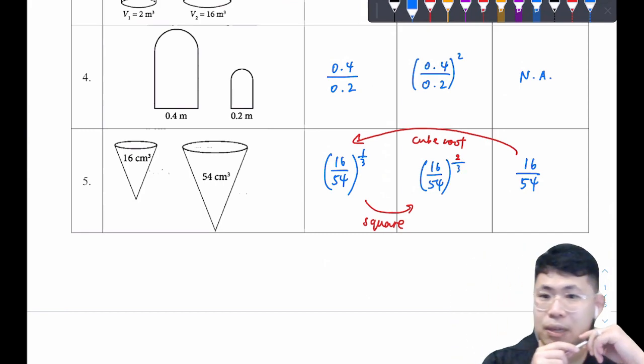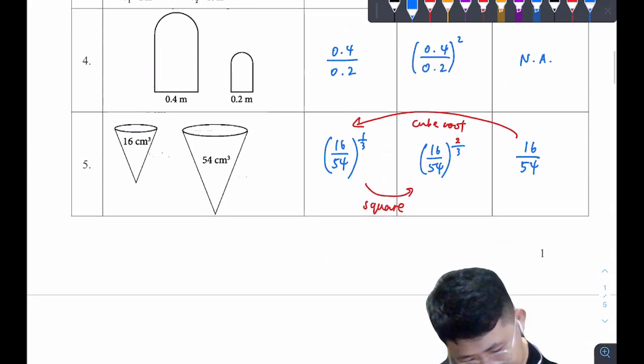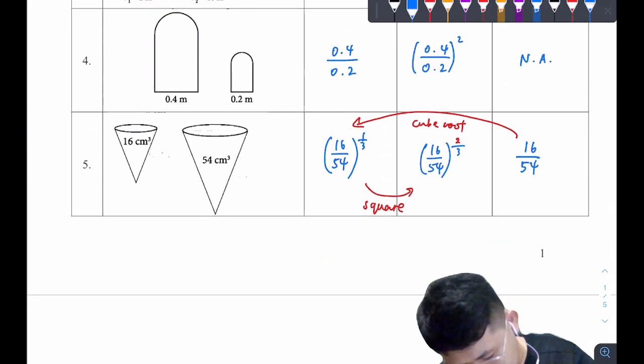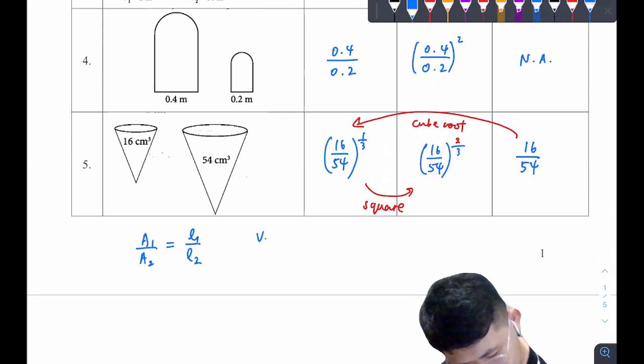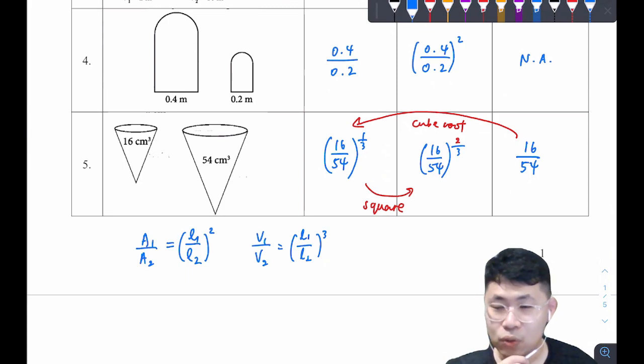Okay, so this is how we go along with this. Last but not least, let me write down something. a1 over a2 would be length 1 over length 2, and then this one needs to be squared. v1 over v2 is length 1 over length 2, and we need to cube.